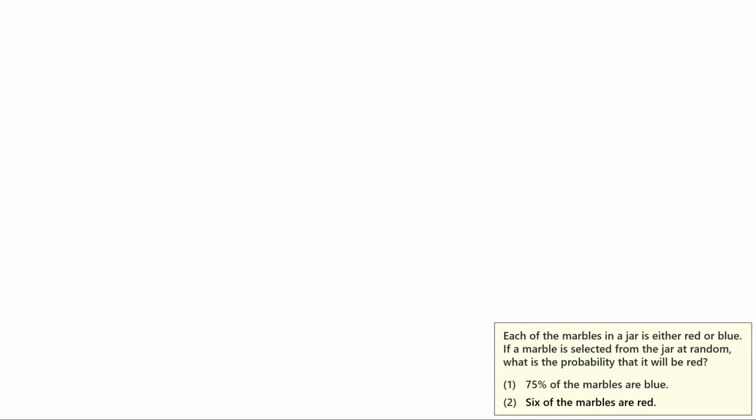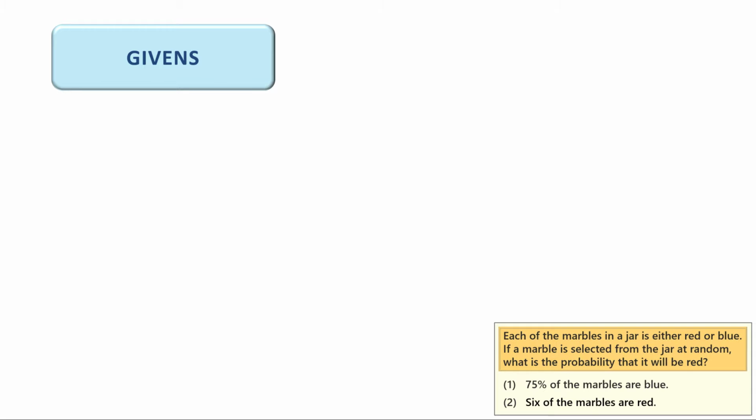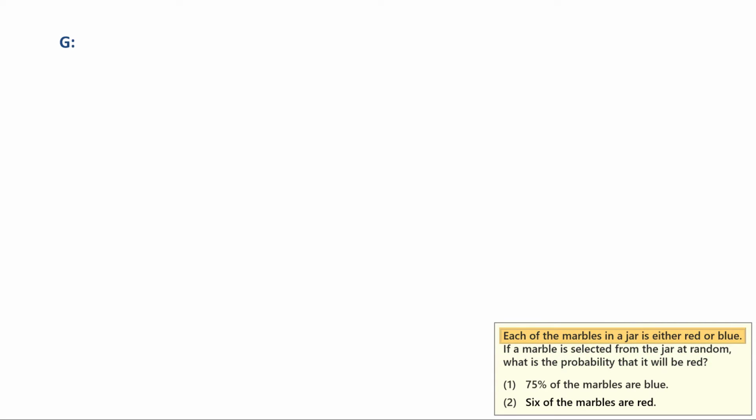Stage 1 is to process the givens, the information in this top section. So let's write G for givens and begin with this first sentence. Each of the marbles in a jar is either red or blue. Translating these words into math, we can say red plus blue equals the total number of marbles.